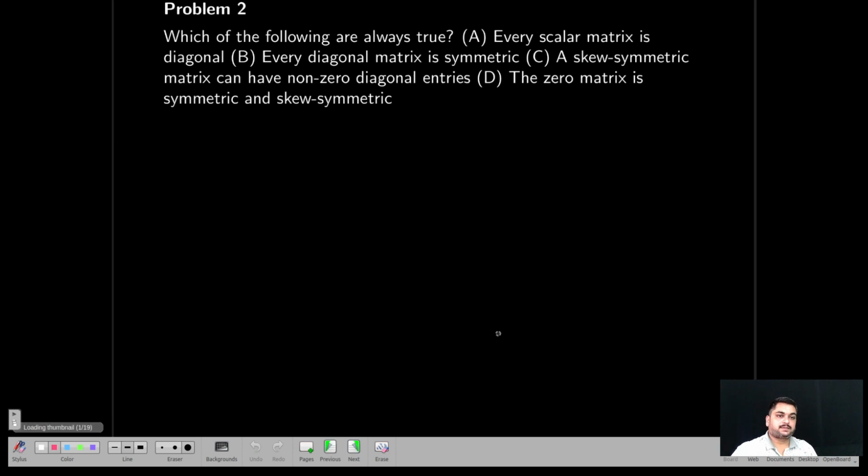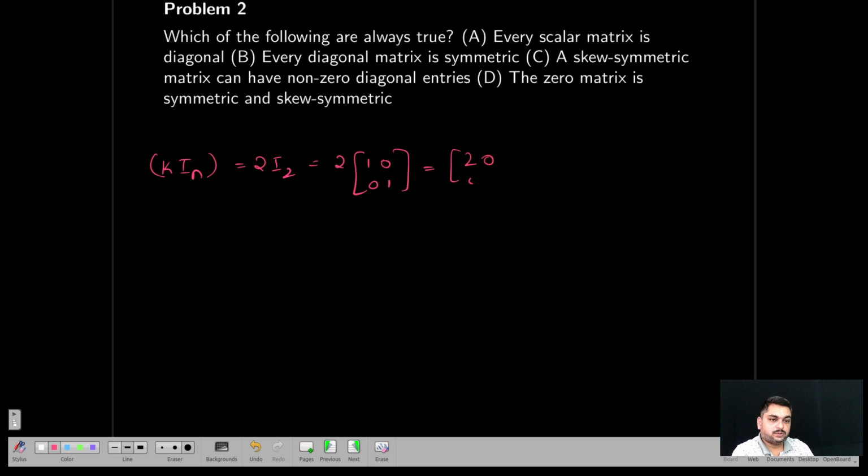Next, which of the following are always true? A scalar matrix is diagonal. Is every scalar matrix diagonal, is this statement true or not? Yes. What is a scalar matrix? K, a scalar value, into I n. The identity matrix is a scalar matrix. For example, if I say 2 I 2, that means 2 into [1 0; 0 1], which will be equal to [2 0; 0 2]. So every scalar matrix is a diagonal matrix.